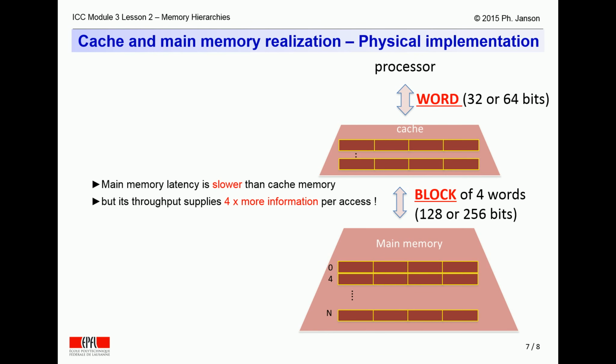Thus, while main memory latency is slower than the cache, in the case of this example, it provides 4 times as much information at a time upon every single access.